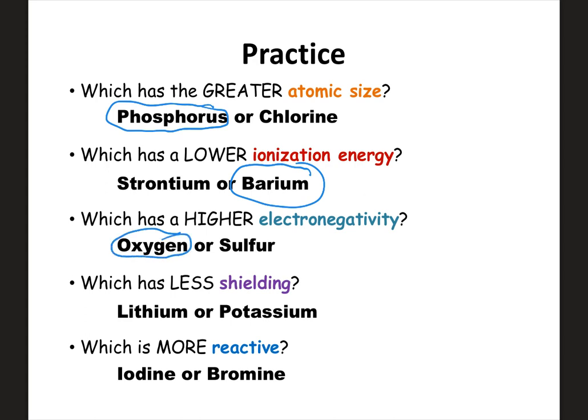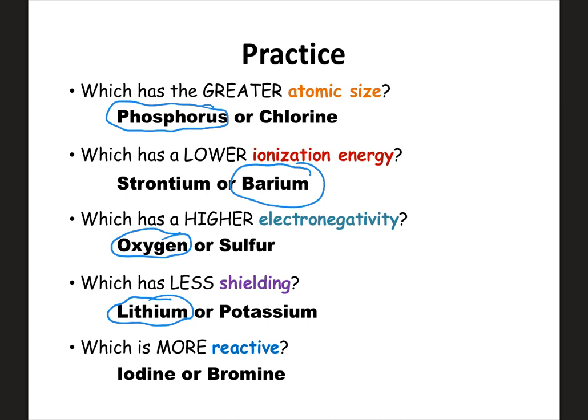The next one says, which has less shielding? So we didn't talk about this explicitly. We just said that you need to think about this in terms of energy levels. If you have more energy levels, you have more shielding. So if you have less energy levels, you would have less shielding. So lithium is in the second row, versus potassium, which is in the fourth row. Potassium would have more energy levels and more shielding. So lithium is the smallest.